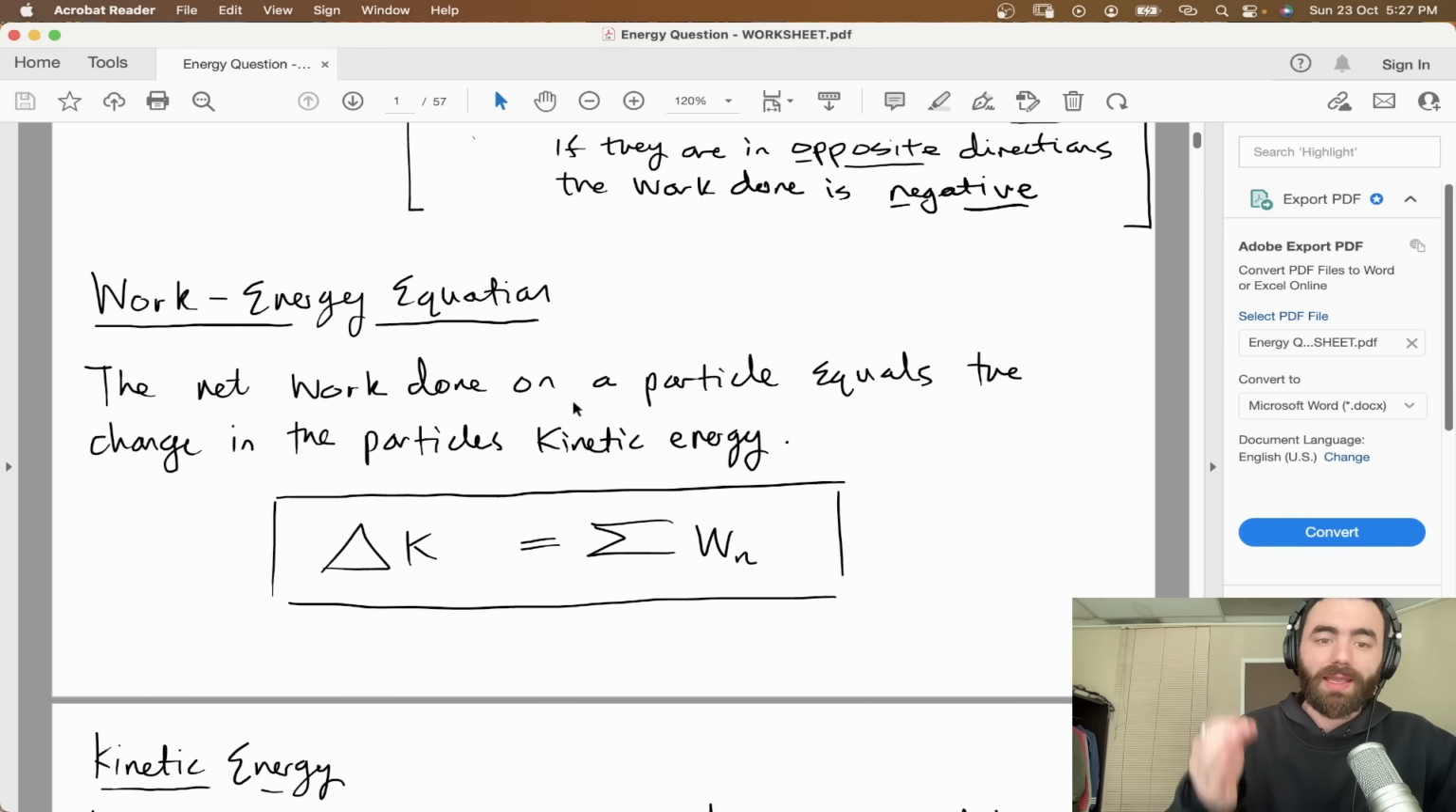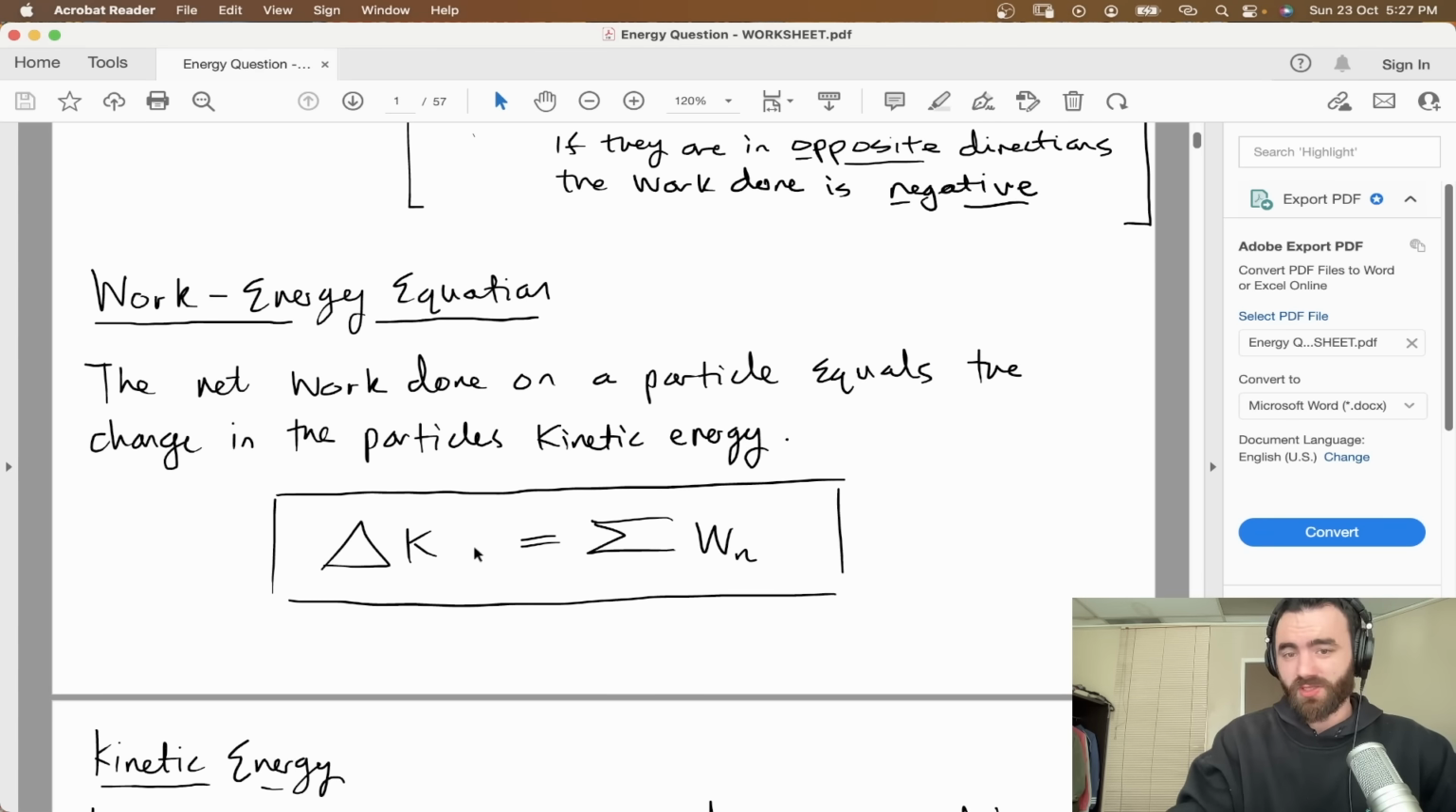You also need to know the work energy equation, and this is the equation that we'll be using to solve 90% of these, basically. I'll do a question at the end where it's a little different, but you could still use this, it's just easier not to. All this equation is saying is that the change in kinetic energy of a particle is equal to the net work done on a particle. So net work done on a particle equals the change in particle kinetic energy.